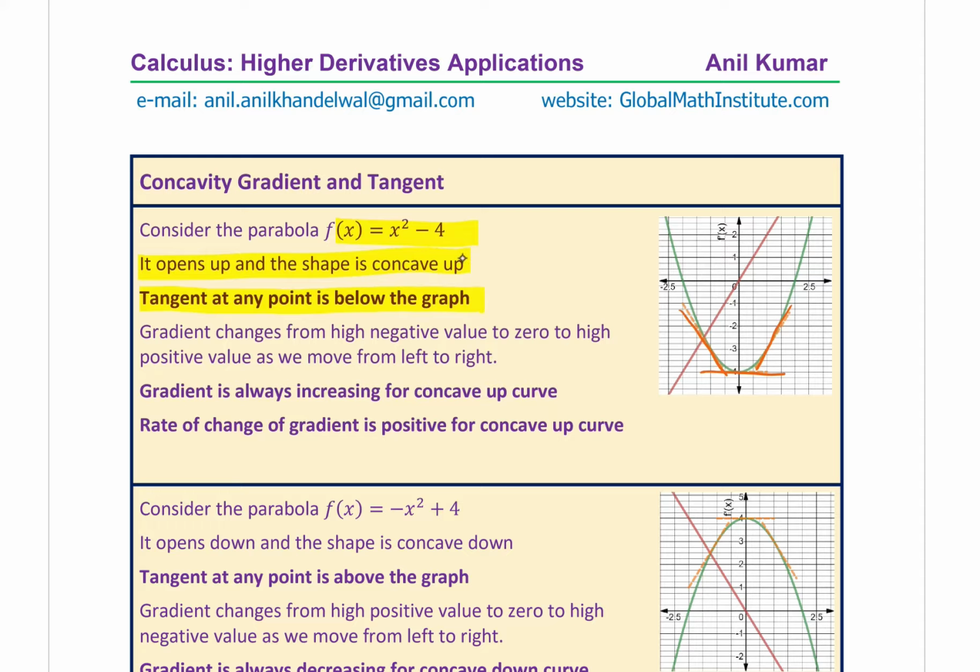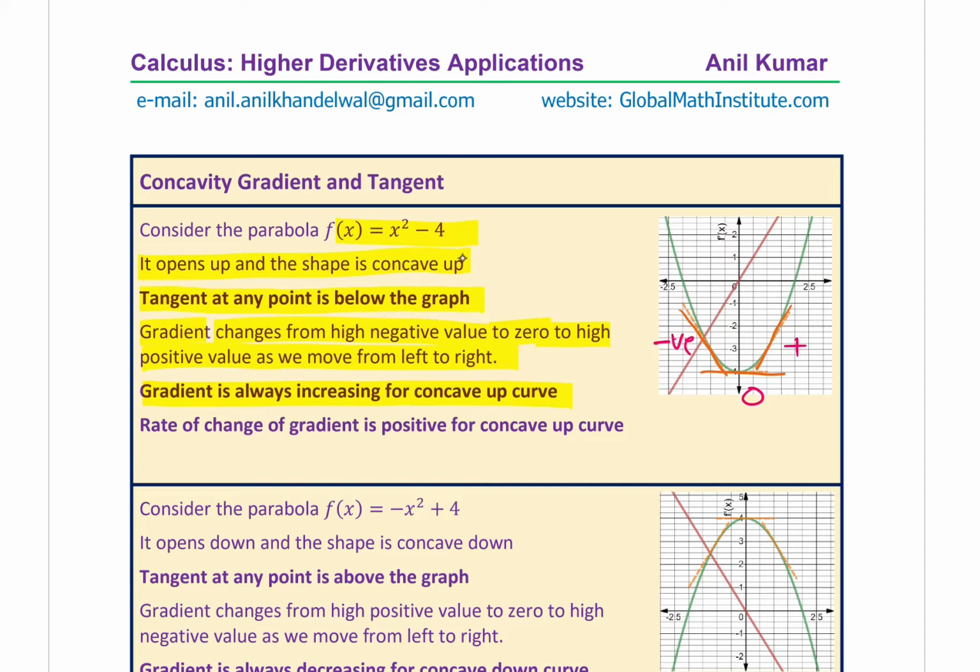Now let's look into the gradient. Gradient is the slope of the tangent line. So here the gradient is negative, right? Here the gradient is 0 and now it becomes positive. So that means that the gradient changes from negative value to 0 to a high positive value. Correct? So that really means that the gradient is always increasing. So we can say that the gradient is increasing.